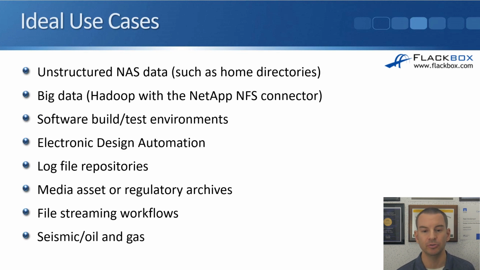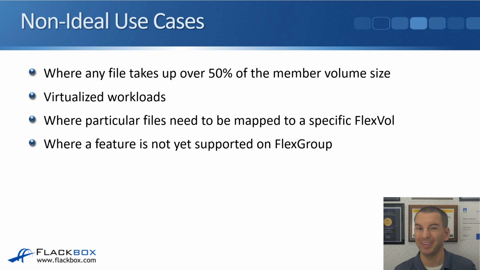So what were those ideal use cases? They are unstructured NAS data. Again, just like infinite volumes, our FlexGroups are NAS protocols only, no support for SAN. So a good example of unstructured NAS data, which can take up a lot of space, would be your home directories. Also for big data, for example, Hadoop, if you're using the NetApp NFS connector, for software build and test environments, electronic design automation, log file repositories, media asset or regulatory archives, file streaming workflows, and seismic or oil and gas. So we have seismic and oil and gas. That can be a huge amount of data. So FlexGroups are great for that. So those were the ideal use cases.